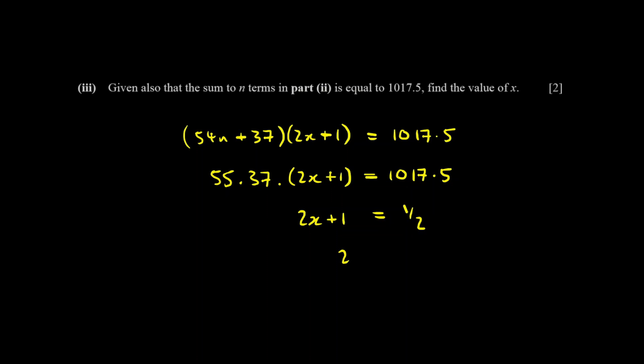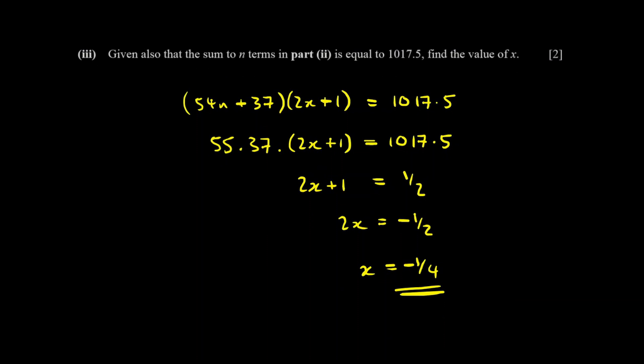All right, then let's rearrange. We get 2x is equal to negative a half, and therefore x is going to equal minus a quarter. Okay, so that's our answer for part 3.